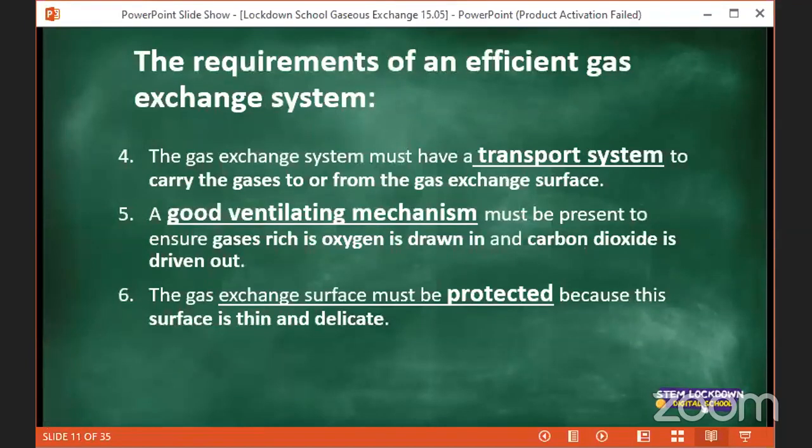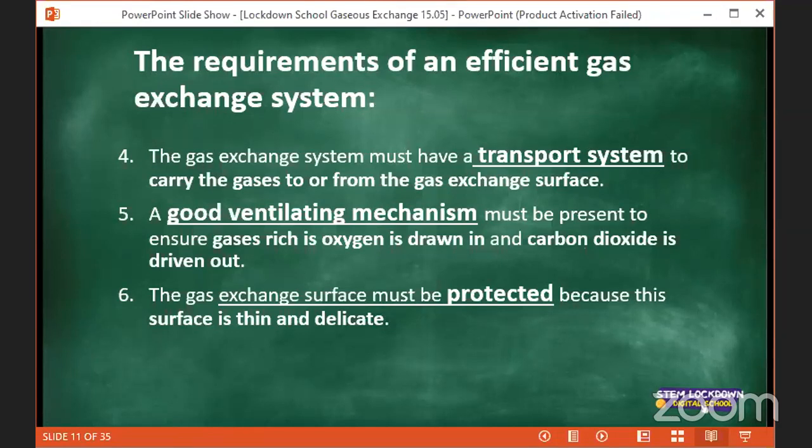Fourth reason, the gas exchange system must have a transport system to carry the gases to and from the gas exchange surface. Fifth reason, a good ventilating mechanism is required, to ensure that gases rich in oxygen are drawn in and carbon dioxide is driven out. Sixth reason is that the gas exchange surface must be protected because this surface is thin and delicate. So guys, we need to know all these 6 points, the requirements of an efficient gas exchange system.